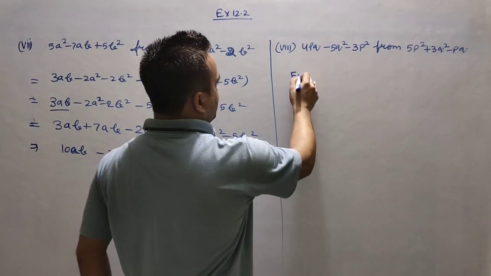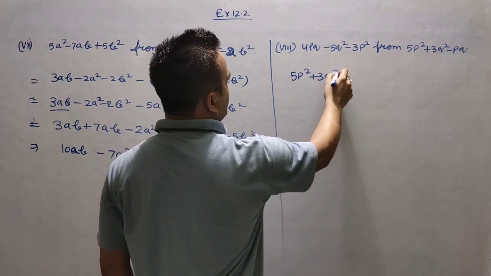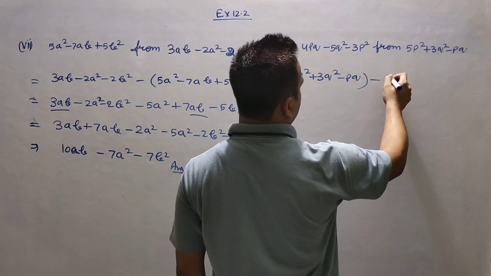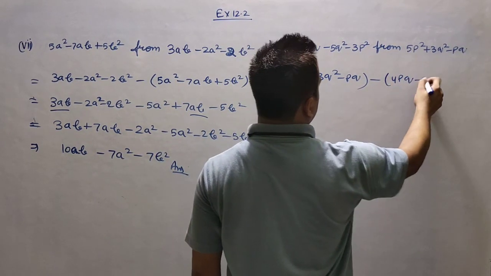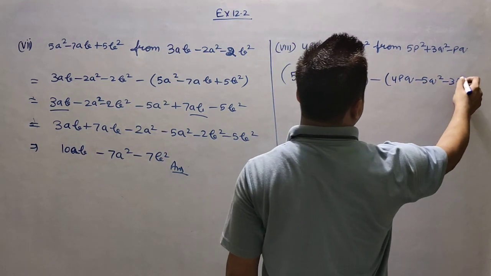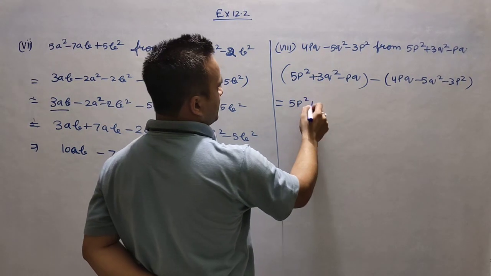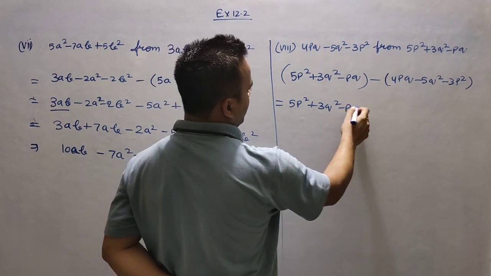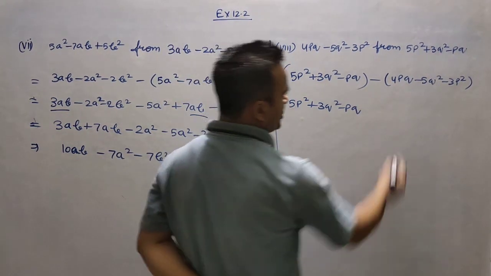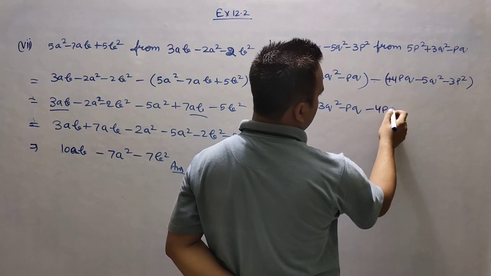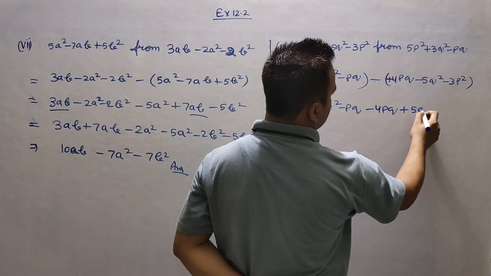In this case 5p square plus 3q square minus pq, this is the first term for me, and minus 4pq minus 5q square minus 3p square I will put here. So first bracket terms will be same, and the second bracket terms will get the sign change. This is plus, so because of this minus it will be minus, this is minus it will be plus, this is also plus.